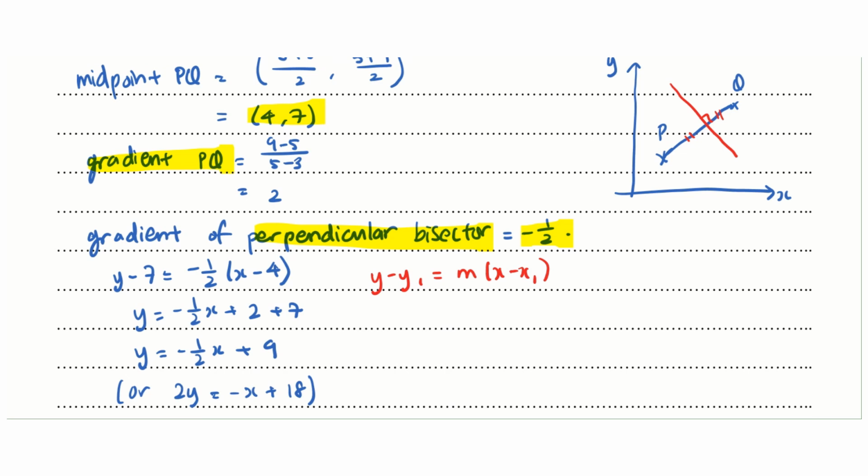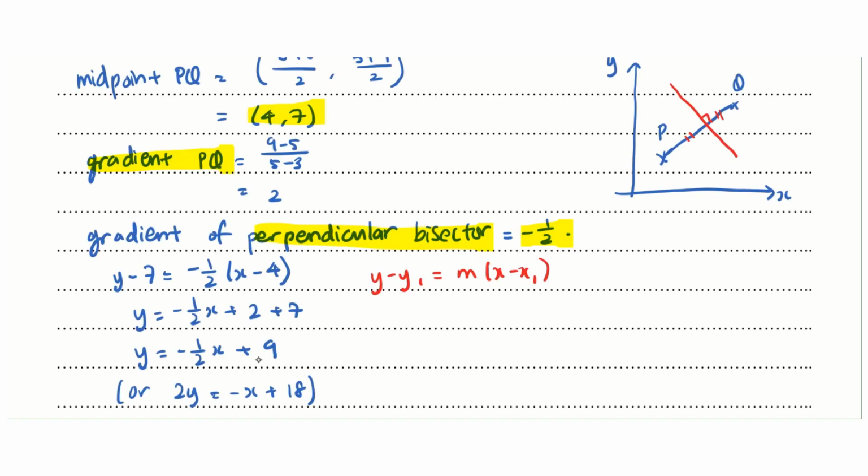If you are ever required to write in integer coefficients, then multiply throughout the entire equation by 2, which is the denominator, and I will get 2y equals -x plus 18. So either one will actually be acceptable.